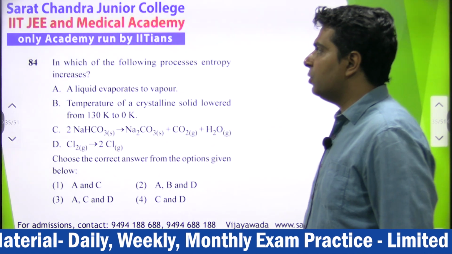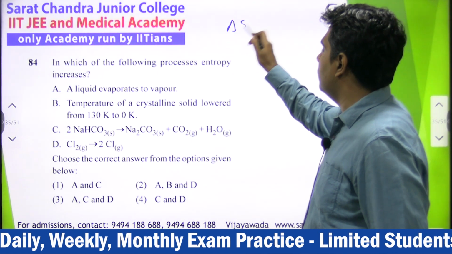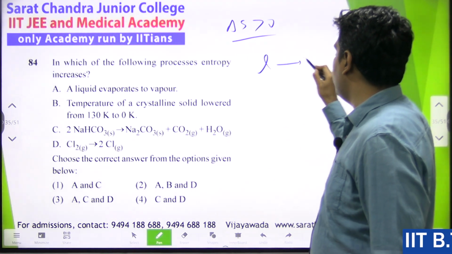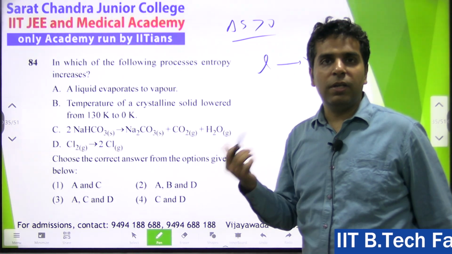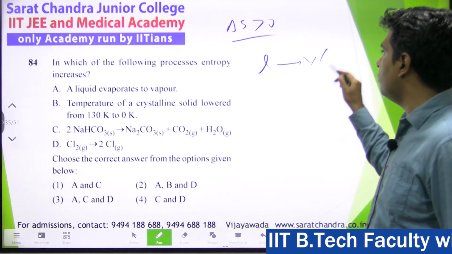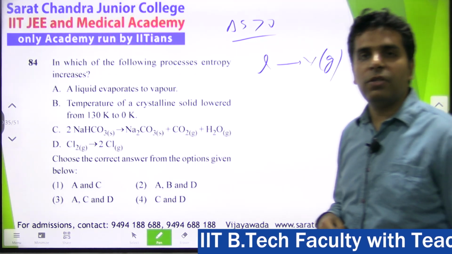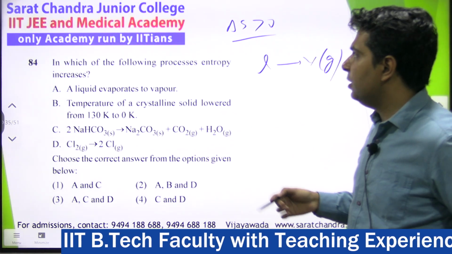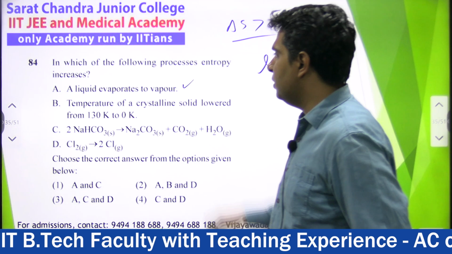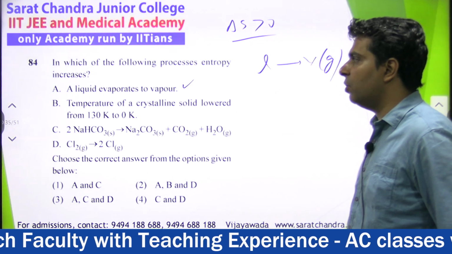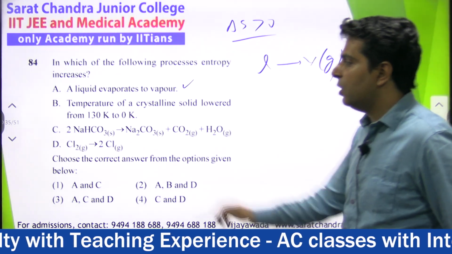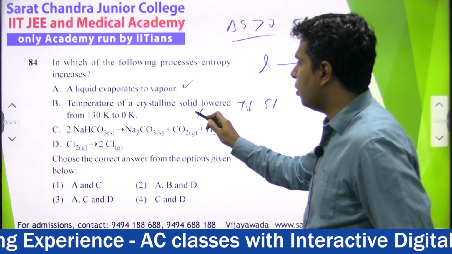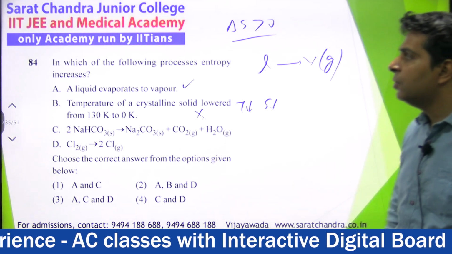In which of the following processes is entropy increasing? Liquid evaporates to vapor. So when liquid evaporates to vapors, in the gaseous state the randomness will be more. So vapors are basically gases. So in the gaseous state the randomness of the molecules will be more. So entropy will increase. Now the temperature of the crystalline solid is lowered from 130 to 0. So as the temperature is decreased, entropy will be decreasing. So in this, entropy will be decreased, not increased.